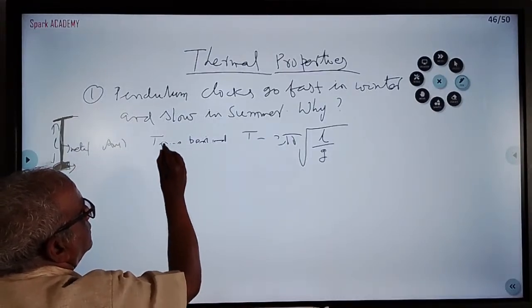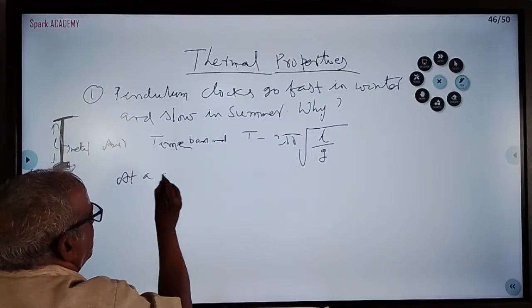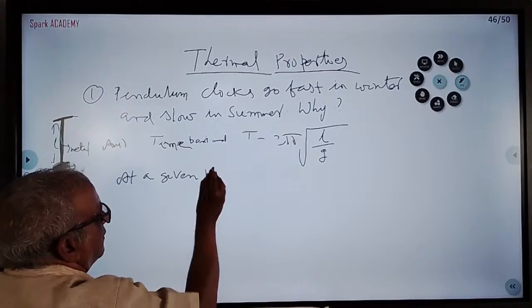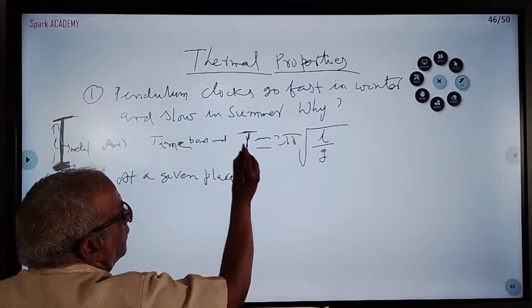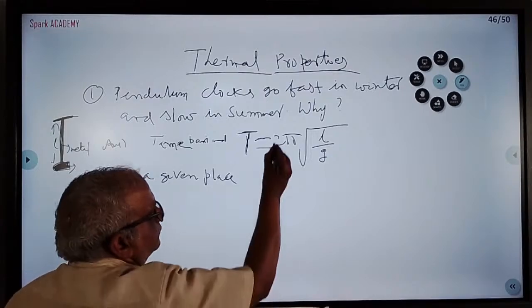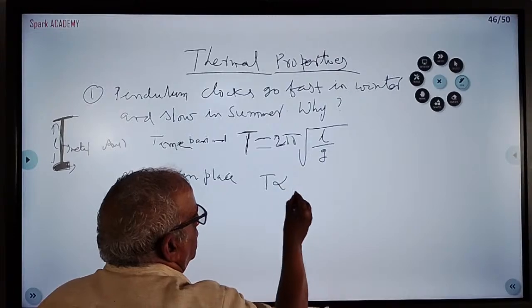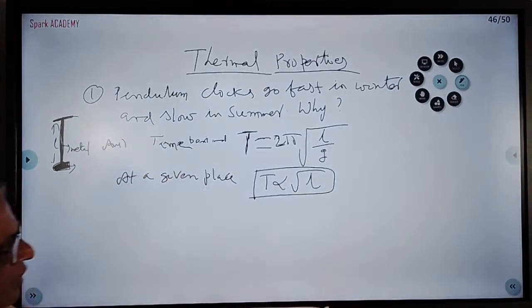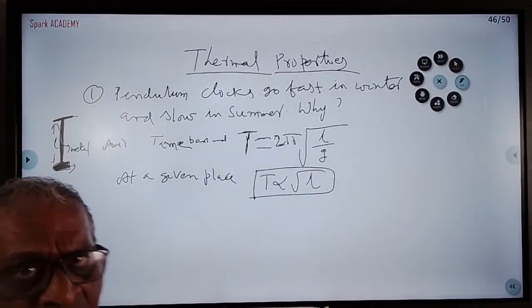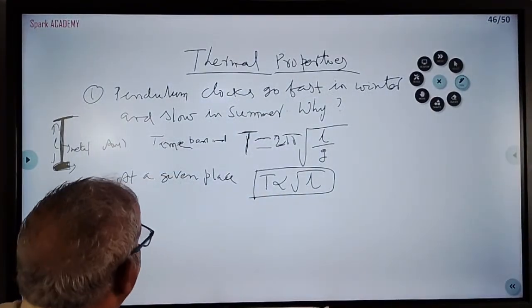At a given place, 2 pi is constant, g is constant, T is proportional to root L. Length increases, time period increases. Length increases, time period increases. In summer, what will happen?